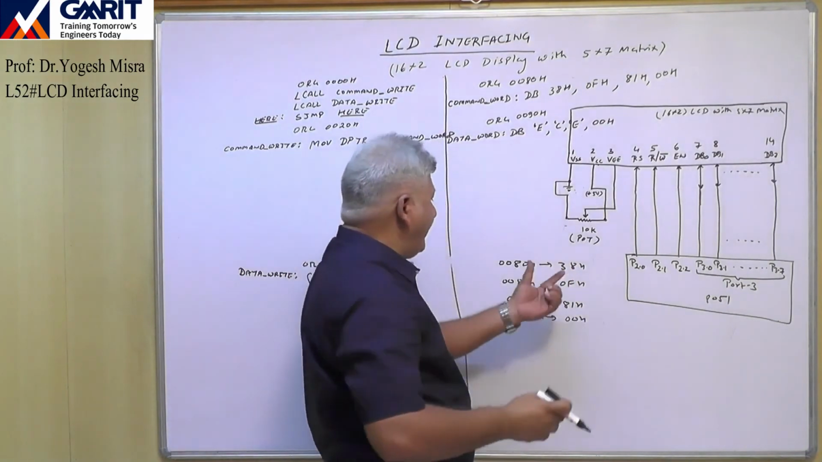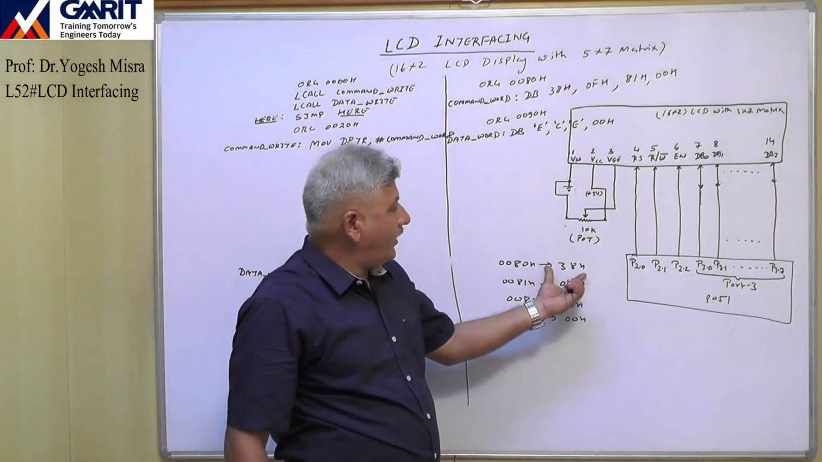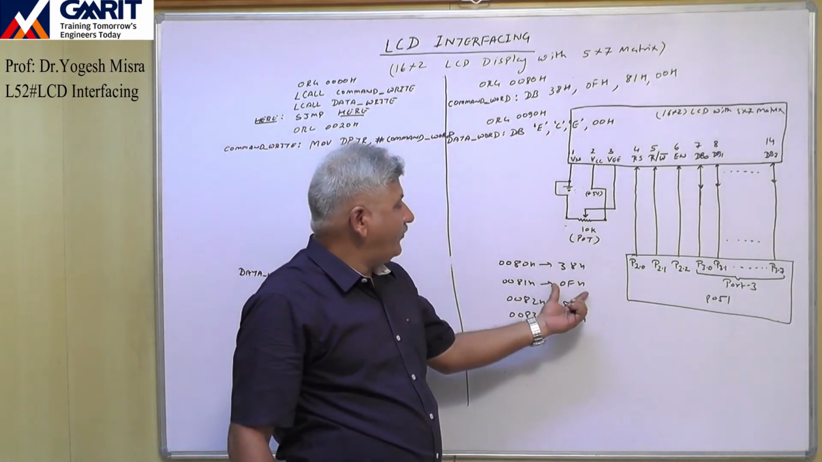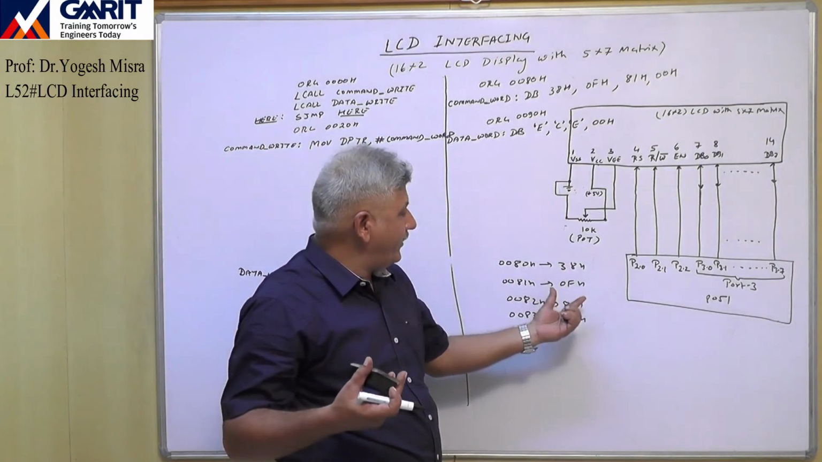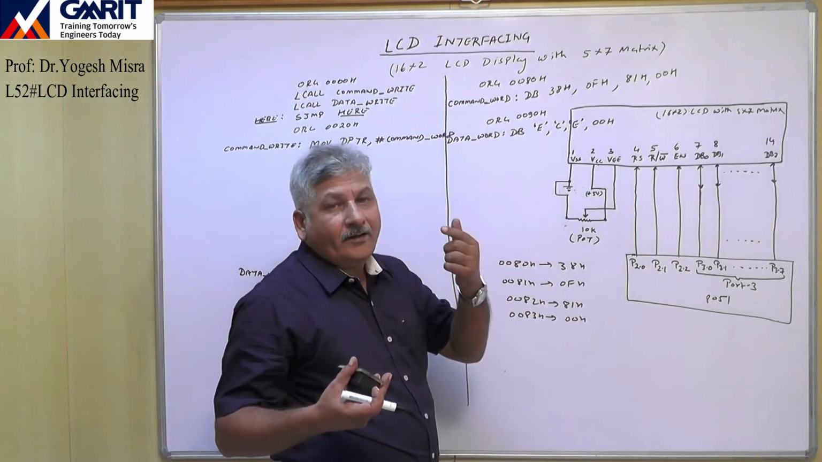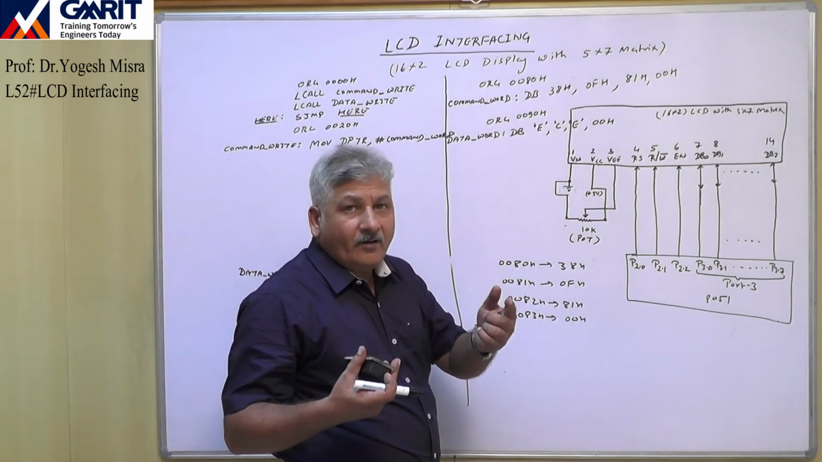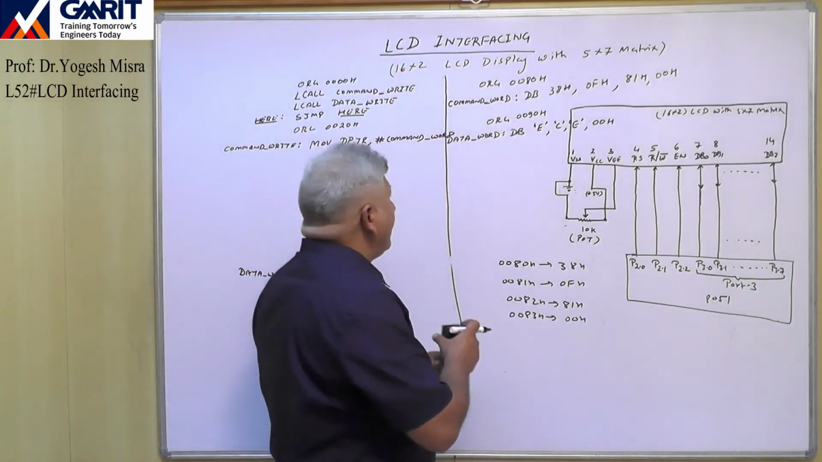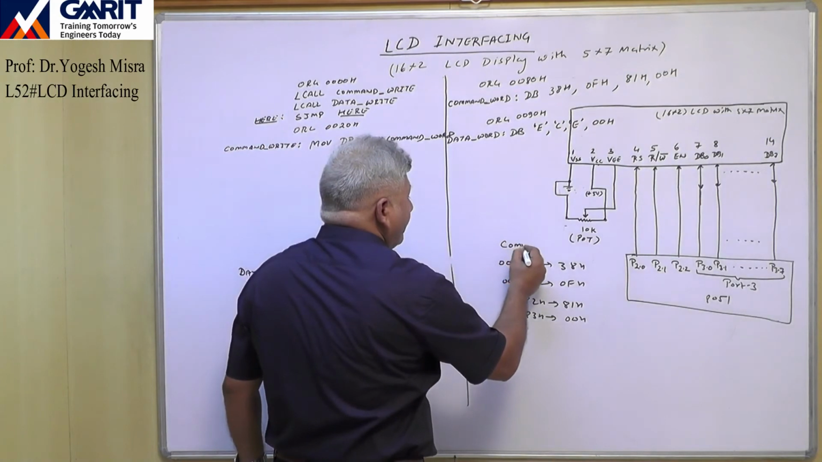So 38H is the command word for the 16x2 LCD display. 0FH is the command word for LCD display on, cursor blinking. 81H is the command word for starting our display from column 1 of row number 1. Now these are our command words.